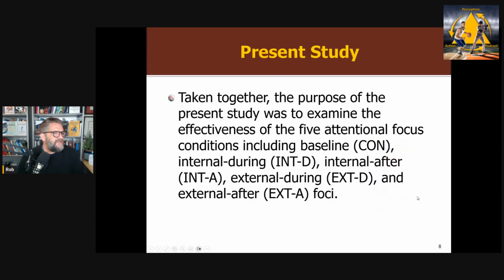Okay. So the present study, what they're going to do is look at five different conditions. They're going to have a baseline condition where they don't tell you anything to focus on. They're going to get you to focus internally during execution, internally after execution, externally during, and externally after. Right. So they're going to separate the space and time distance.